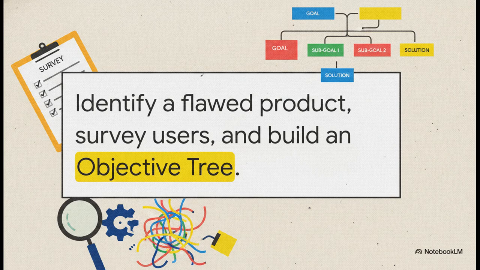Now it is your turn to apply this exact framework. For your upcoming case-based learning or CBL assignment, you're going to be working in groups. Your task is to identify a flawed product in your everyday environment. You'll conduct a brief survey to capture raw user needs, and then, using digital collaboration tools like Miro or Jamboard, you will analyze those needs and construct a comprehensive objective tree of your own. Remember, you'll be graded on your ability to clearly separate objectives from means and the logical depth of your hierarchy.